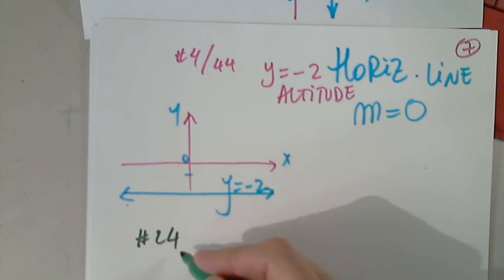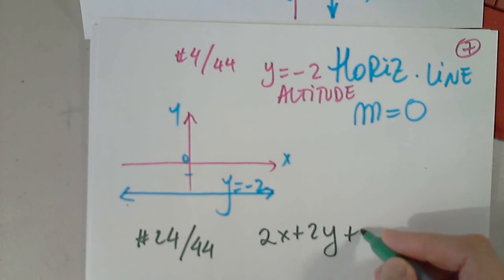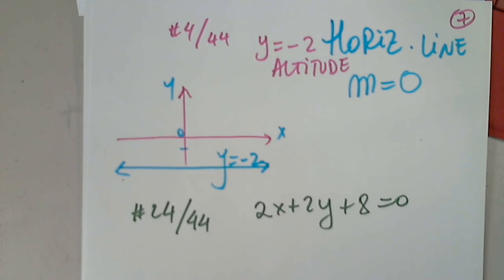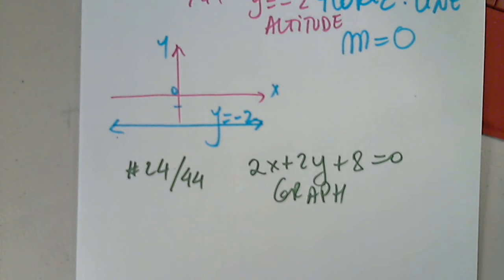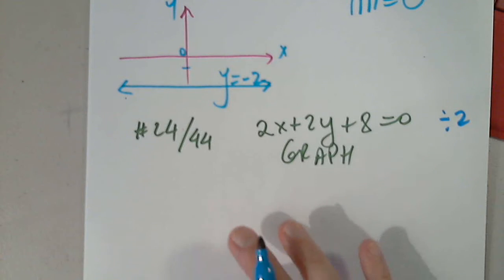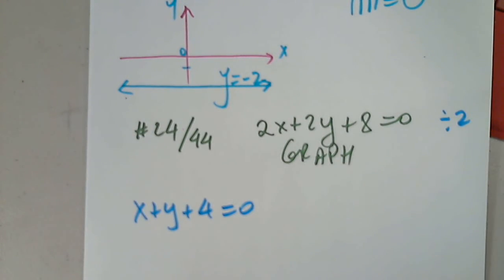Now if we want to look at 24 on page 44, that is 2x plus 2y plus 8 equals 0. And again, I'm asked to graph. So stop me if you have questions. Anyone? Any questions? So first of all, remember, I always have in the back of my mind factor, simplify. I will simplify by dividing both sides by 2. So then I have x plus y plus 4 equals 0.